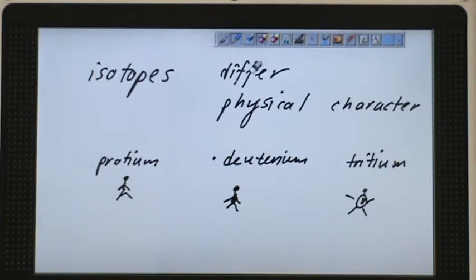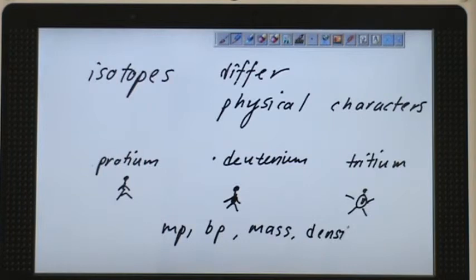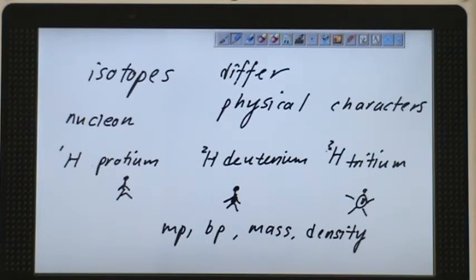What else about physical characteristics? When you talk about physical characteristics, you can also talk about melting point, boiling point, and mass. When you talk about mass, you're also talking about density and many other physical characteristics. So they differ because of their different number of nucleons. The nucleon number is different because this one is H-1, this H-2 is heavier, and this is H-3, much heavier.